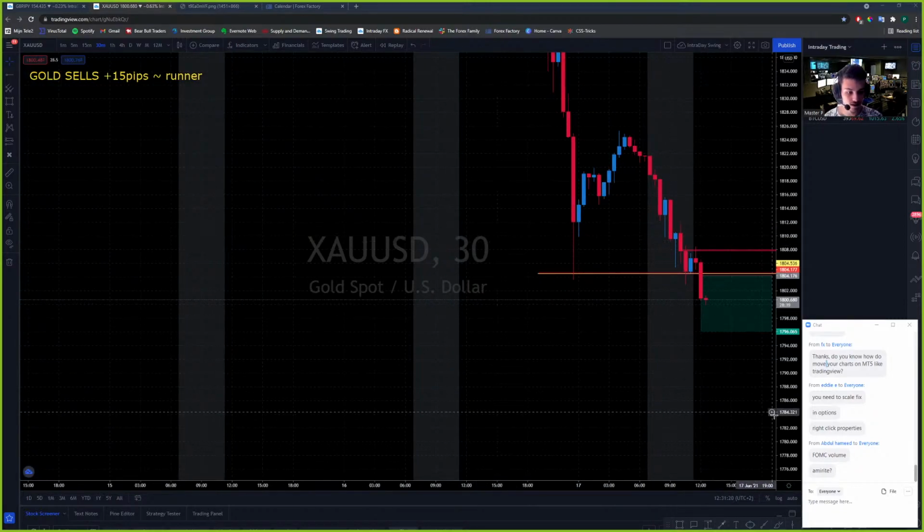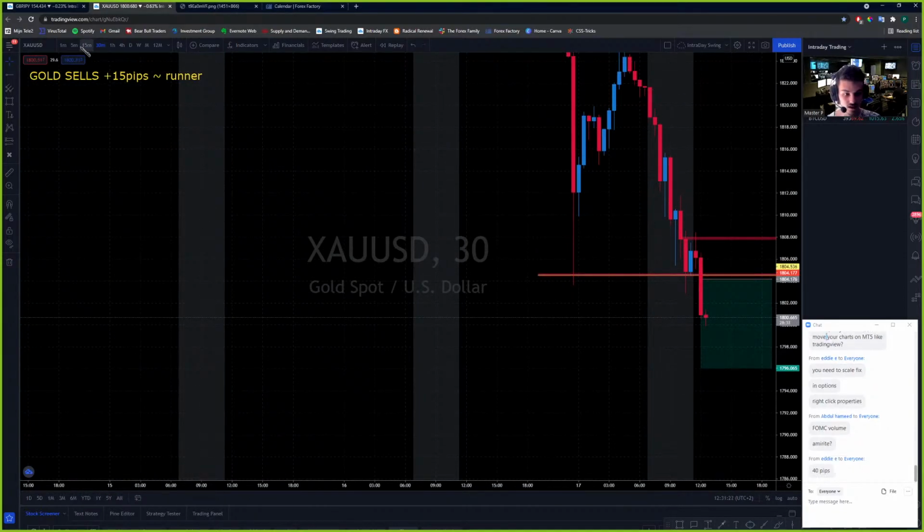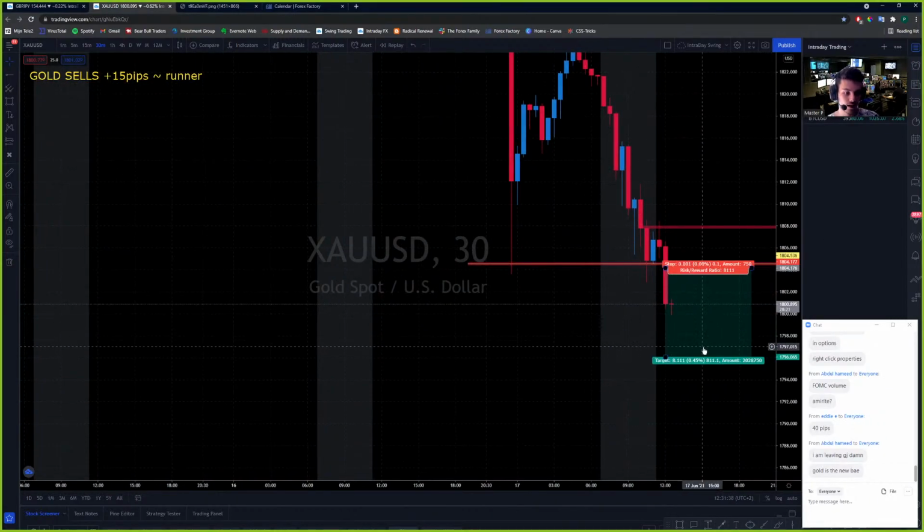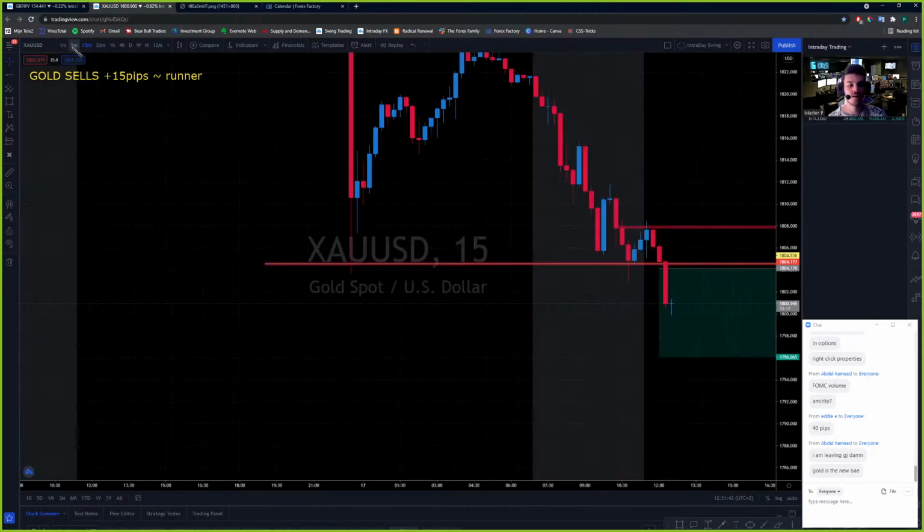So I think, what's this? 30 minute just closed over here? Or 15? Yeah, 30 closed over there. Yeah, pretty sick. Running almost 40 pips in profit. Retraced 30 pips. Let's see if the rest of the position can smack TP down there.